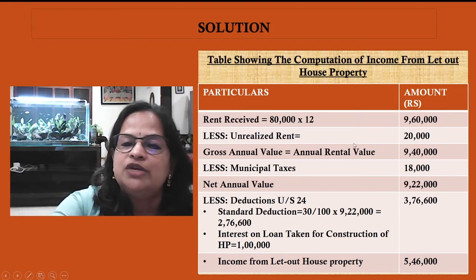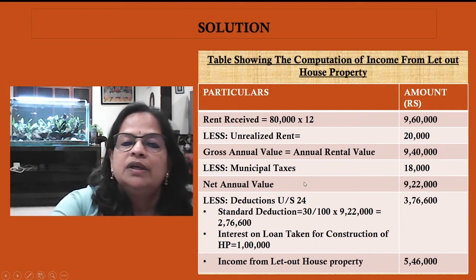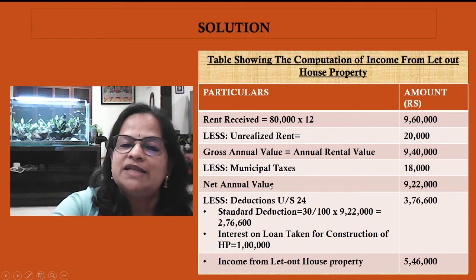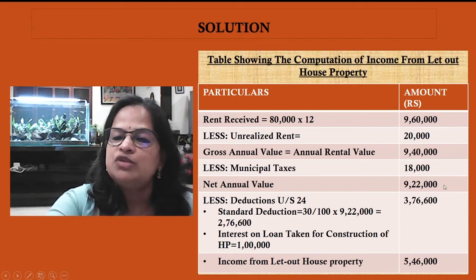The unrealized rent, 20,000, you have to reduce. Then you get the gross annual value, that is 9,40,000. Now municipal taxes you have to reduce. Annual rental value minus municipal taxes gives the net annual value, 9,22,000.